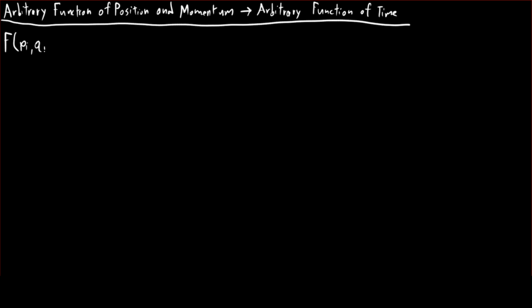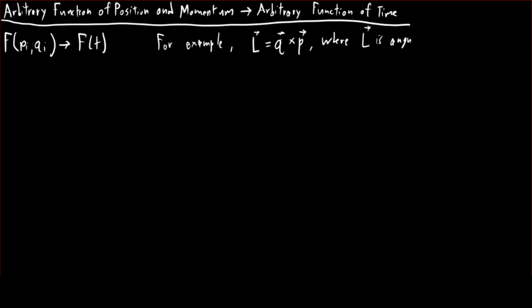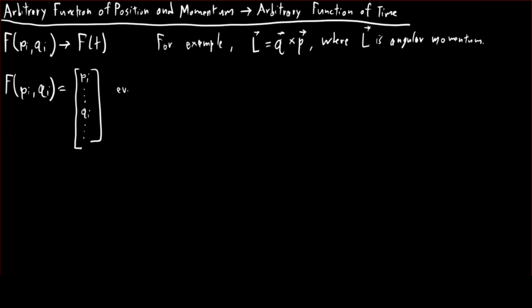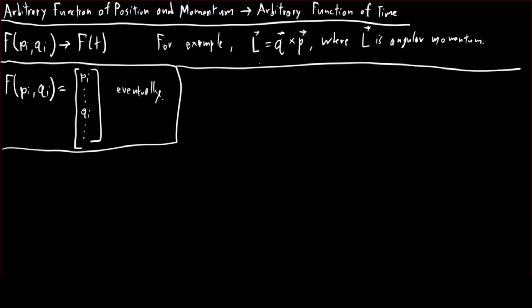We'll call this function f, and it could be anything. In some cases, this function turns out to be a position or momentum coordinate in another coordinate system, like angular momentum, for instance. In other cases, we'll want to check if some function stays constant over time. For our specific problem, it'll turn out to be a vector of all the position and momentum coordinates, but we'll get there when we get there.